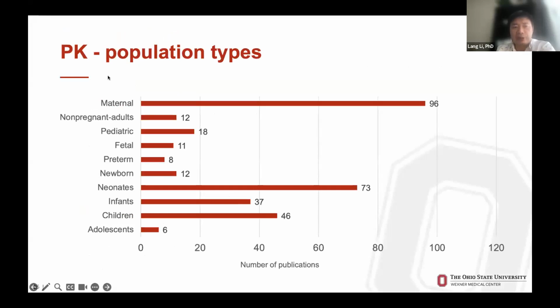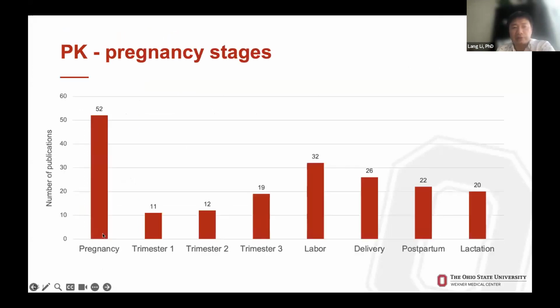So in the PK study, in this particular data creation exercise, we are focusing on the opioid drug class. The database right now has maternal, non-pregnant adults, pediatric, fetal, preterm, newborn, neonates, infants, children, and adolescents. For PK data, if we divide by pregnancy stage, it goes from pregnancy trimester 1 to 3, labor, delivery, postpartum, and lactation.